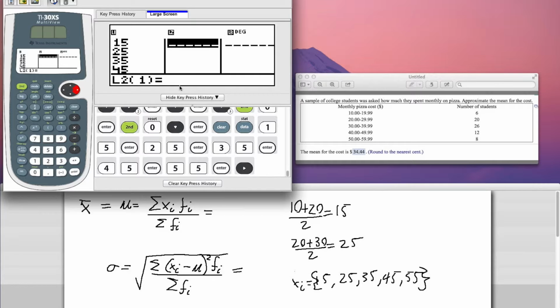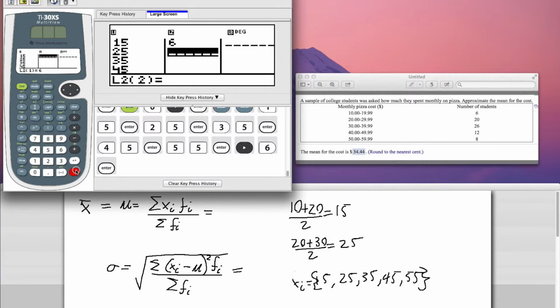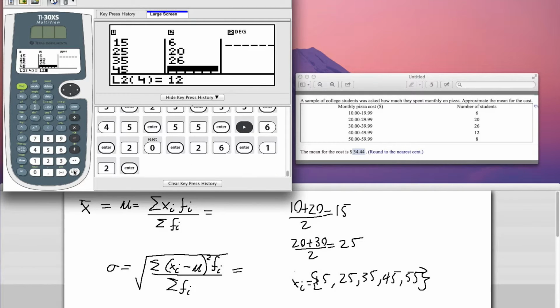Now on the next table is our frequencies, and that corresponds to the number of students. So we'll put 6, 20, 26, 12, and 8. It is very important that you put it in the same order as you put in your midpoints.